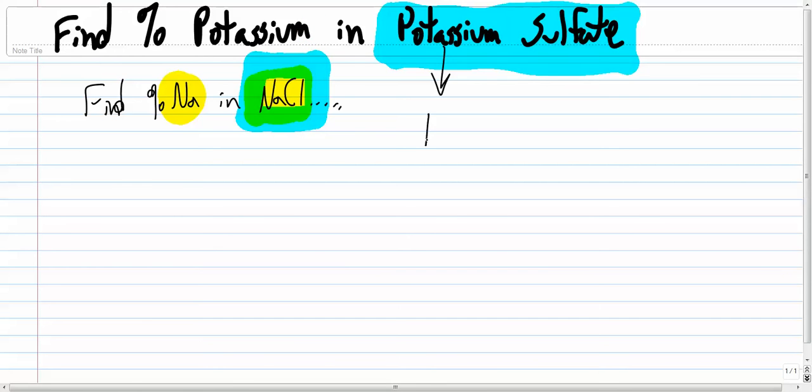Potassium is K, and sulfate, if you're looking at your periodic table, your polyatomic ions, sulfate is SO4. So there's one sulfur atom and 4 oxygen atoms. So what's the formula? You might say, oh, the formula is KSO4. And you would almost be right.